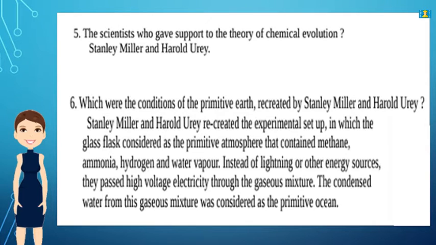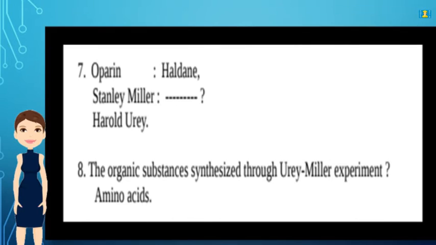Which were the conditions of the primitive Earth recreated by Stanley Miller and Harold Urey? Stanley Miller and Harold Urey recreated the experimental setup in which the glass flask was considered as the primitive atmosphere that contained methane, ammonia, hydrogen and water vapor. Instead of lightning or other energy sources, they passed high voltage electricity through the gaseous mixture. The condensed water from this gaseous mixture was considered as the primitive ocean.